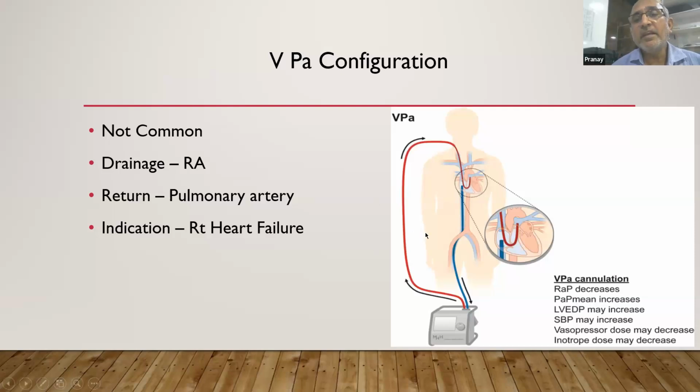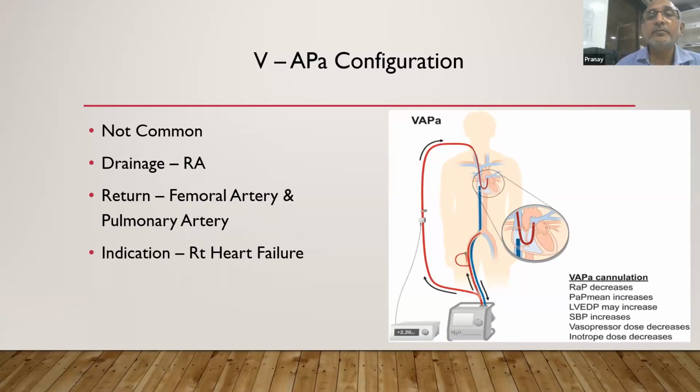Or you have a VPA cannula. That is what, as I told you, the protect cannula. If you have a double lumen protect cannula, you can put the cannula for drainage from the RA and return to the femoral artery. Or you can use two cannulas, where you drain from the femoral vein or RA, and the return cannula is put directly into the pulmonary artery. So that is the VPA configuration.